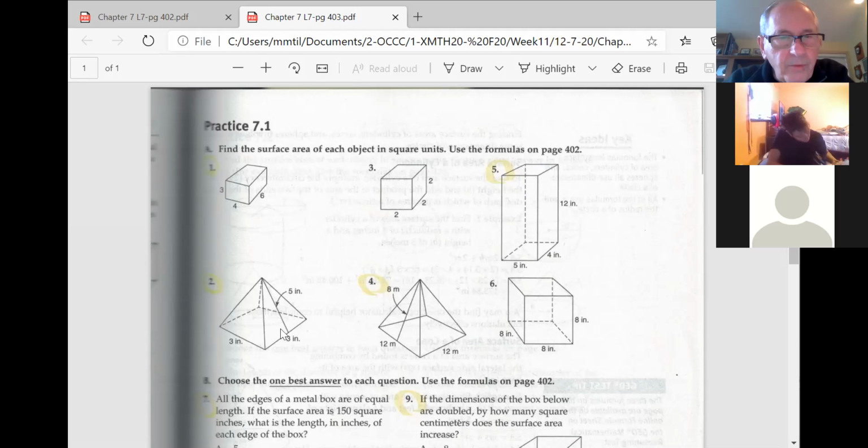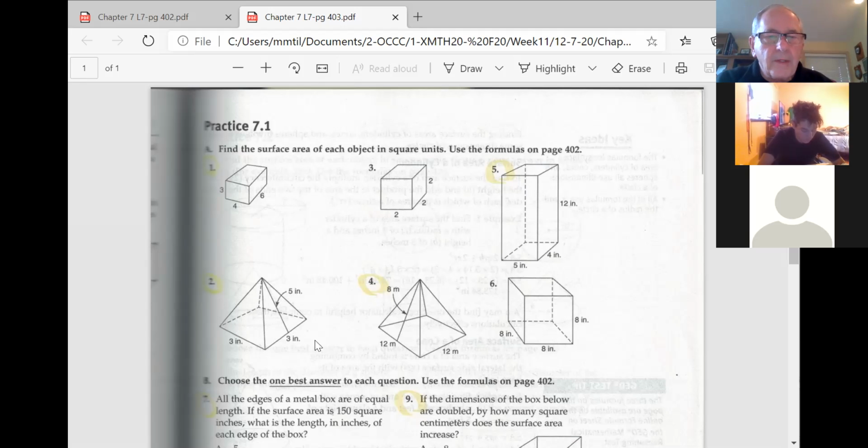But look at number 2. Here you've got a square pyramid. And it gives the length of the edges. So the base would be 3 times 3, or 9 square inches in this case. And then it's 1/2 times the perimeter times S, and S is 5 inches, just from here to here. So the perimeter would be 3 plus 3 plus 3 plus 3, so it'd be 12 times 5, which is 60, divided by 2, which is 30. So it'd be 30 plus 9, so it'd be 39 square inches.